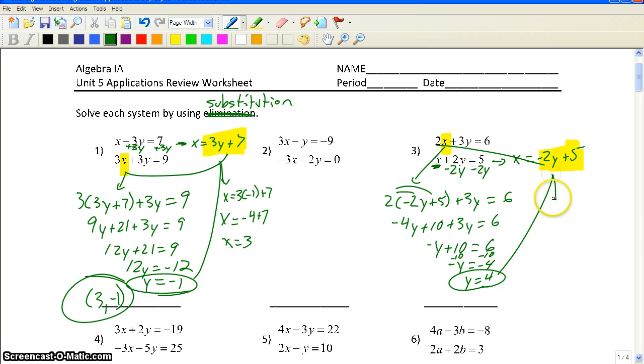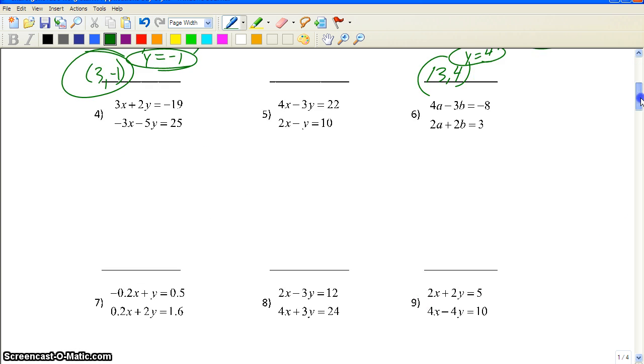We're going to take that, put that into the equation from step 1 and see where we get. So x is going to be 8 plus 5. x is going to be 13. So we get 13 and 4 as our solution. Let's go on to number 5.